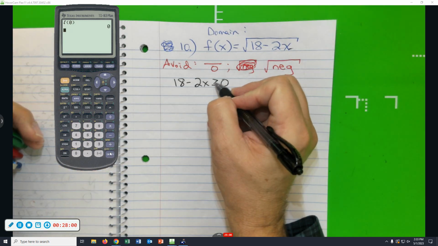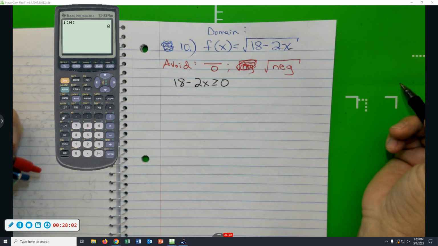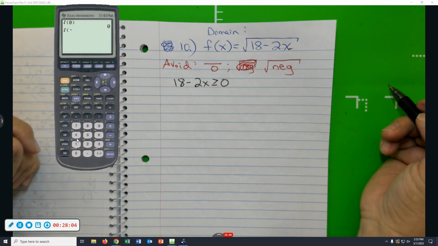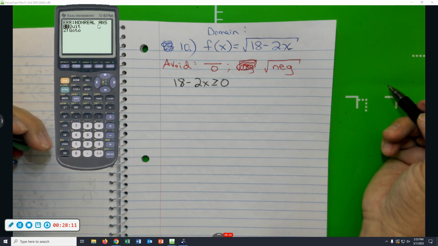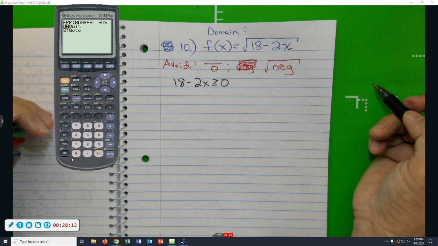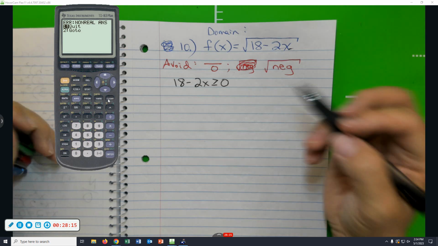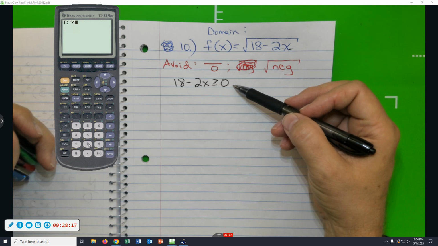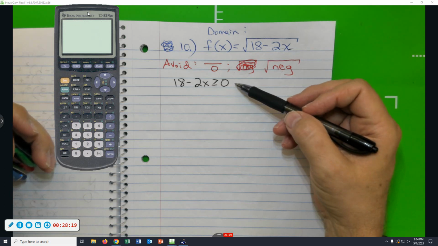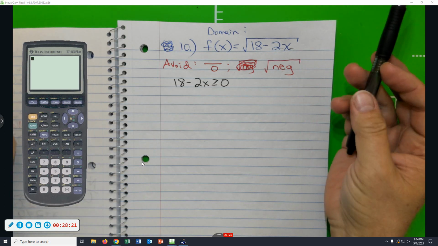The square root of 0 is fine on a calculator. The square root of a negative number, we know that the square root of -4 is 2i, but we want only real numbers, so no negatives. This is an inequality. To solve an inequality, we have been very consistent this semester.